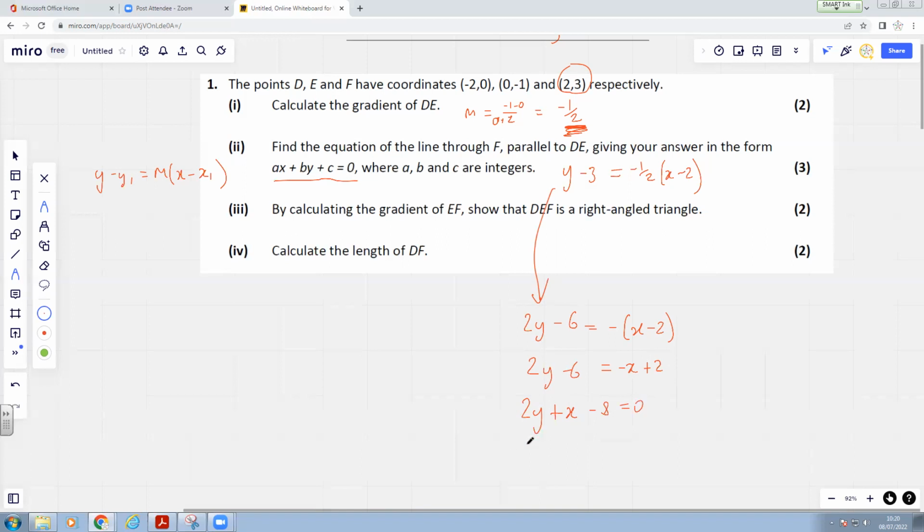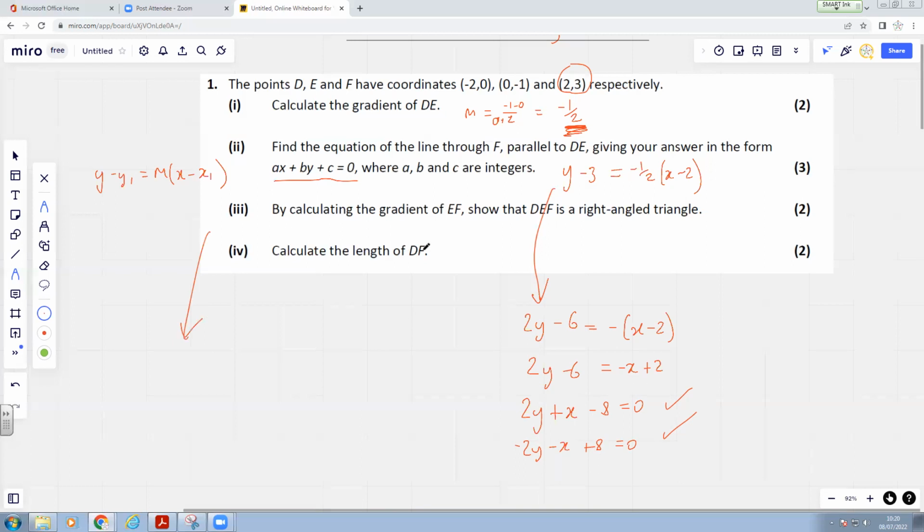Yes, that is absolutely the same as minus 2y minus x plus 8 equals 0. Both of these answers are correct because you can times it by minus 1 and it doesn't make it any different. You've just times every term by minus 1. It's still exactly the same answer.